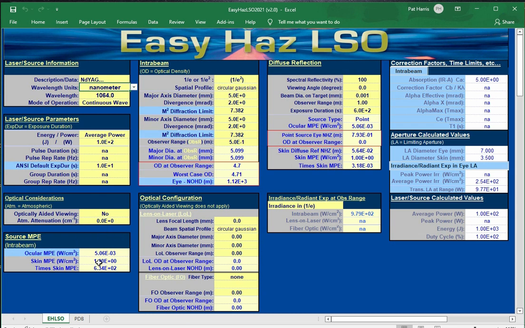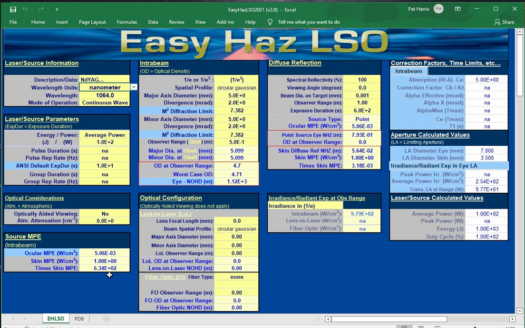and that is, of course, where we want to look at the MPE. It's reflected in the MPE, where a CO2 is 0.1 watts per square centimeter or 100 milliwatts per square centimeter. This is 5.06 milliwatts per square centimeter, roughly about twice what it is for visible light. The skin MPE for this YAG for a 10-second exposure is 1 watt per square centimeter. We have a times skin MPE of 634.